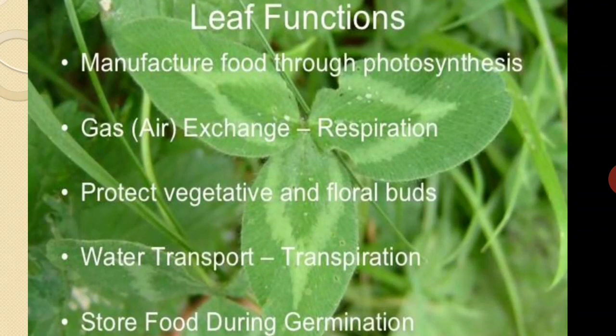It also protect the vegetative and floral bud also, and water is also going to transport for the purpose of the transpiration, means the loss of excess amount of water from the aerial part from this stomata to maintain the osmoregulation process, to maintain the ionic balance in the plant. So water transports with the help of the leaf, and sometimes it is also going to store the food during the germination process.